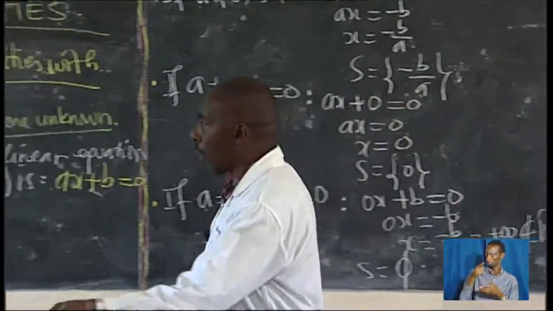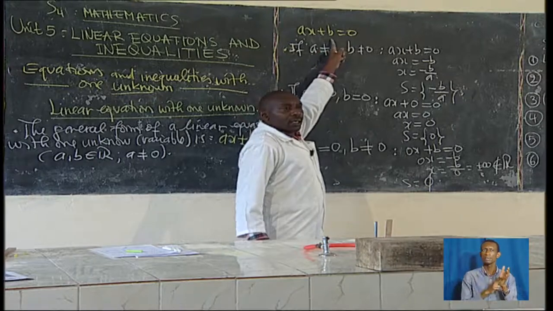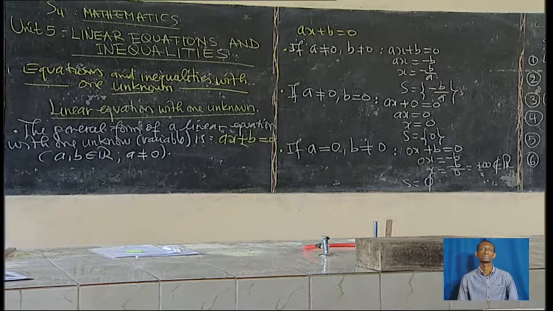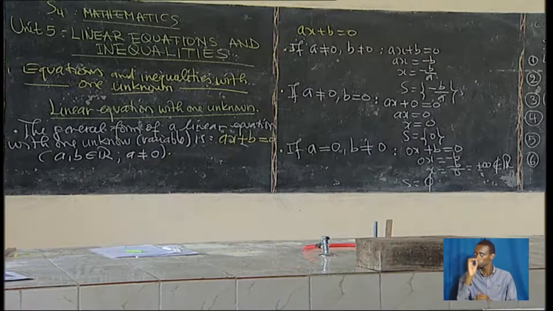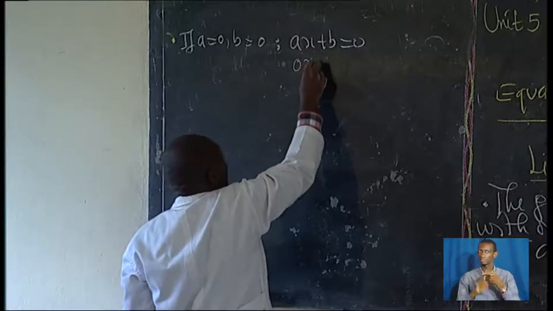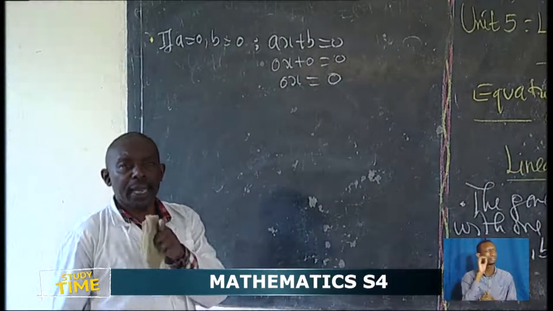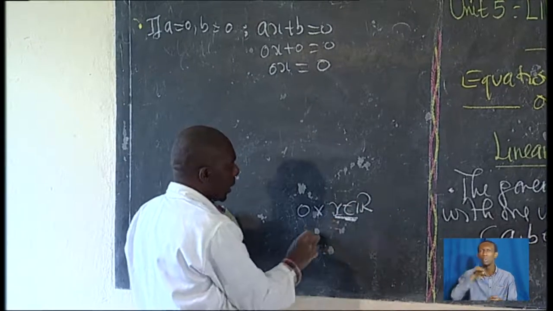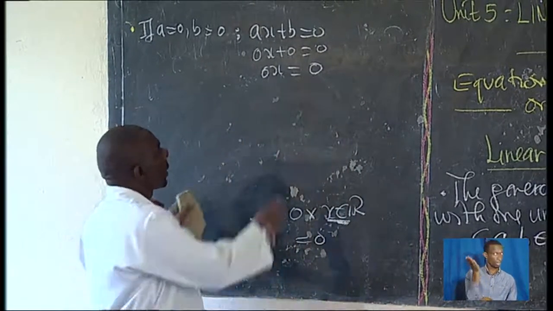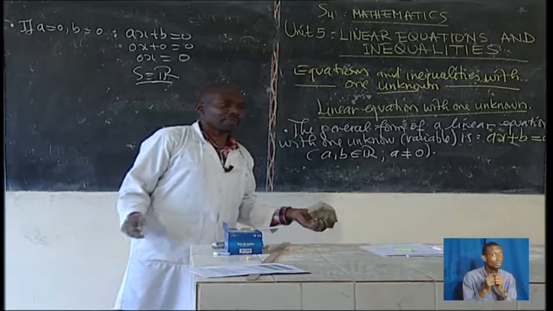The last case of our discussion is when a equals zero and b equals zero. I'll be having ax plus b equals zero, means 0x plus zero equals zero, 0x is equal to zero. And as I said before, zero times any real number x is equal to zero. So for this case, the set of solution is R. Is it clear? Difficult? Not at all.